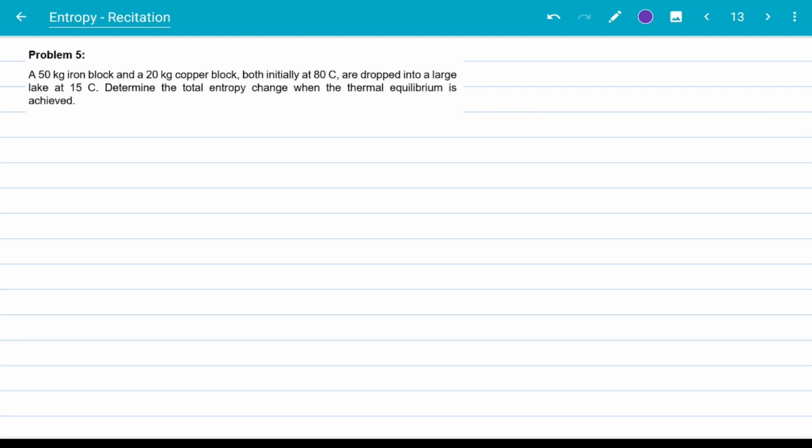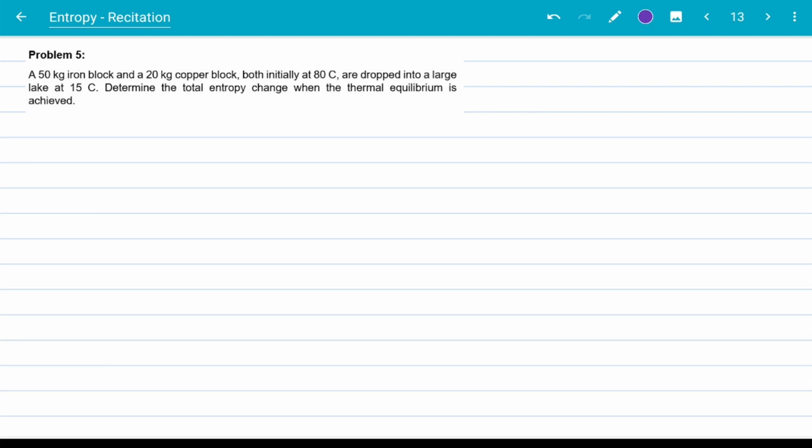Now, thermal equilibrium is achieved when both the iron and copper blocks reach the temperature of the lake, because we're talking about the lake. Putting two blocks of iron and copper, no matter the mass, is not going to change the temperature of an entire lake. So it is kind of obvious that the equilibrium temperature will be the temperature of the lake. Now, let's see what we know.